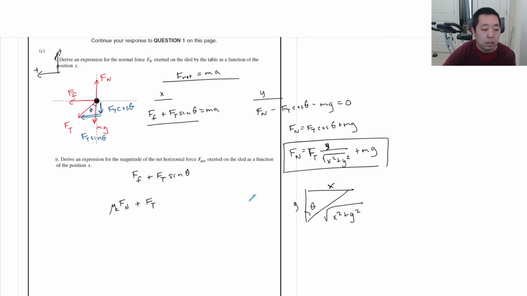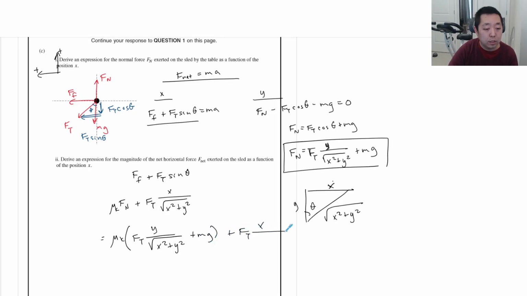This is x, this is y, this is theta, this is square root of x squared plus y squared. So when I want sine of theta, it's going to be opposite over hypotenuse. So it's x over root x squared plus y squared. And then this is the mu k, and I just multiply by this thing here. mu k times Ft y over square root of x squared plus y squared plus mg, plus Ft x over square root of x squared plus y squared.